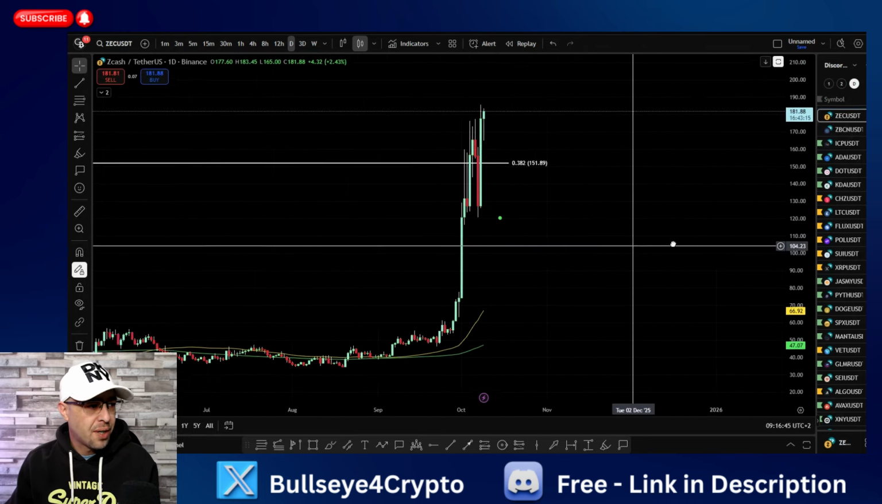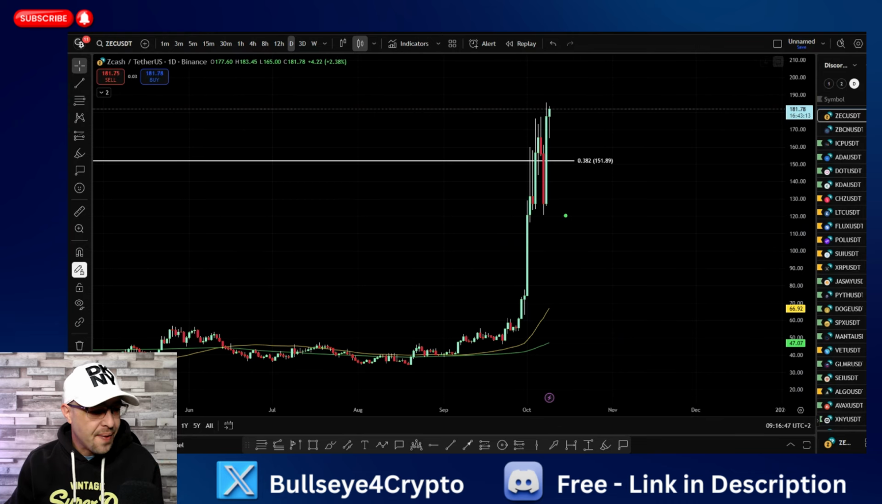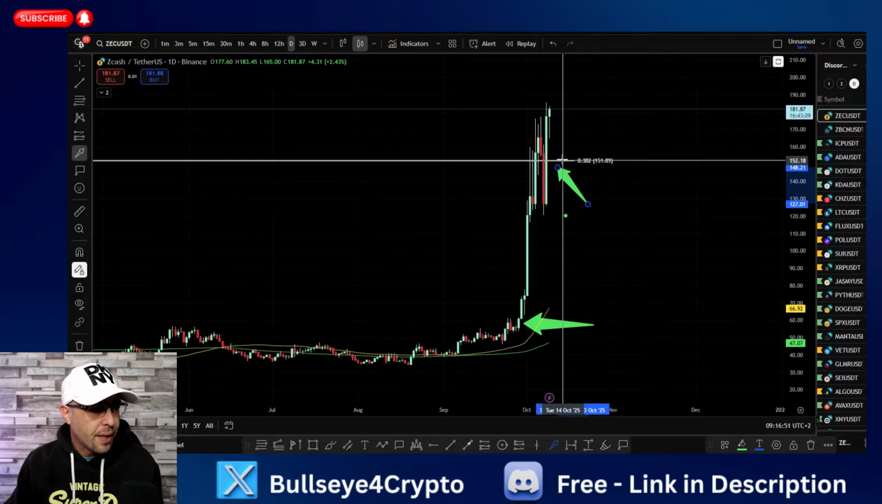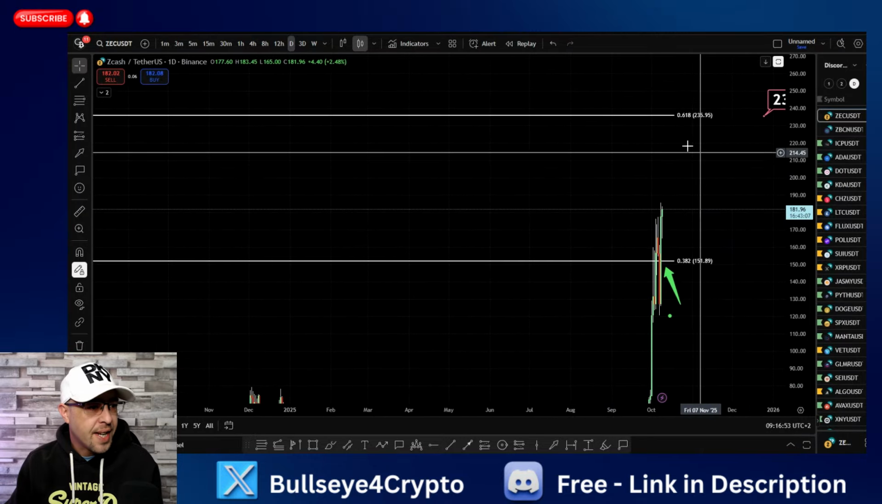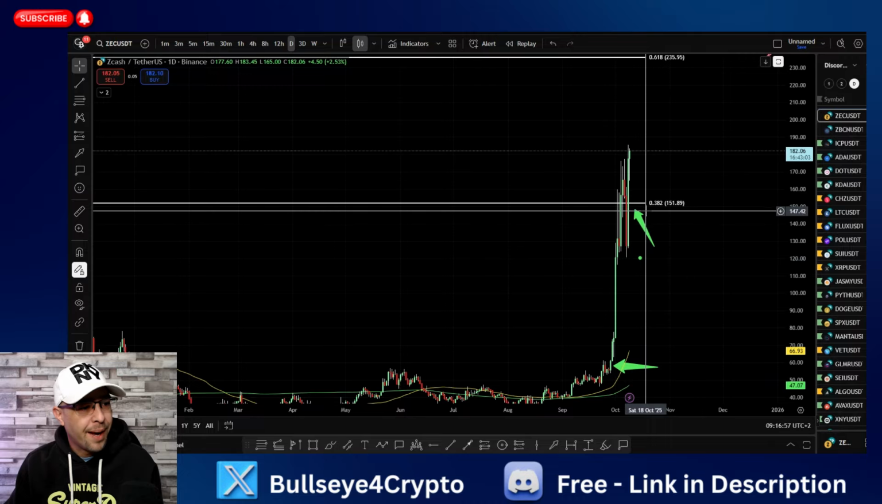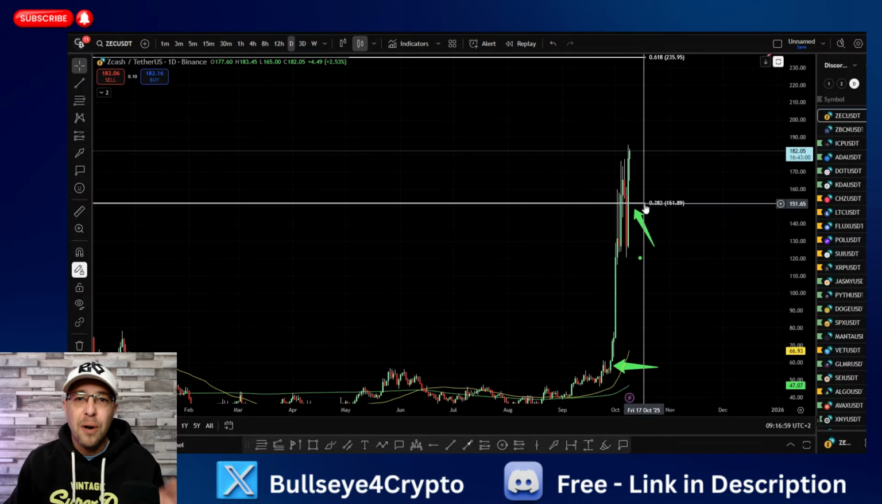Where do you put your stop loss? Valid question. If you're already in this, and you got in this down here, then I'd be looking at these levels, and I'd be looking at these levels at taking profits. If I wasn't in there, I'd be waiting for a pullback, hold the 38.2 as support, and then go from there.